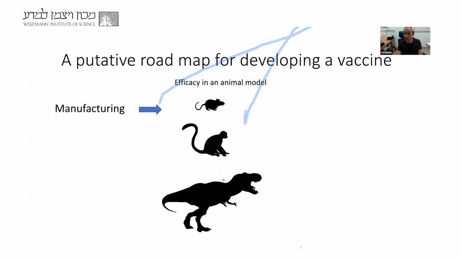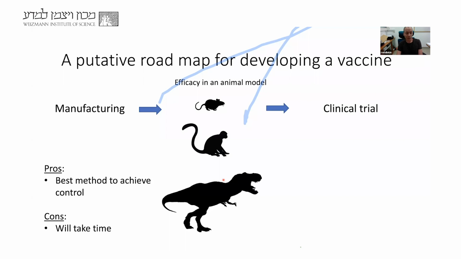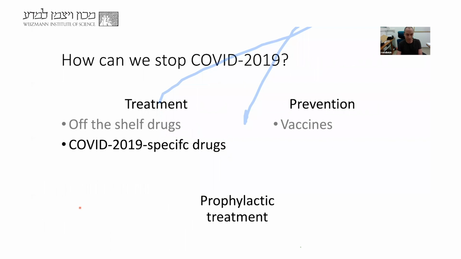Once this would be shown in animal models, then we could proceed to clinical trials, but that will take time. So creating vaccines, that would be the best method to achieve control, but that will definitely take time. I don't know exactly how much, but it will take time. I can assure you that there are very, very strong efforts now to proceed as fast as possible.